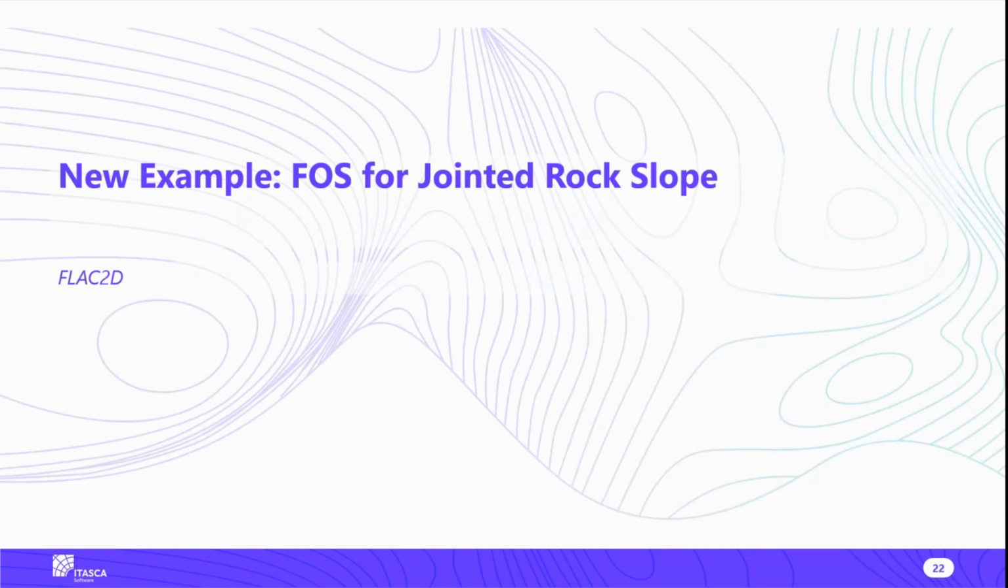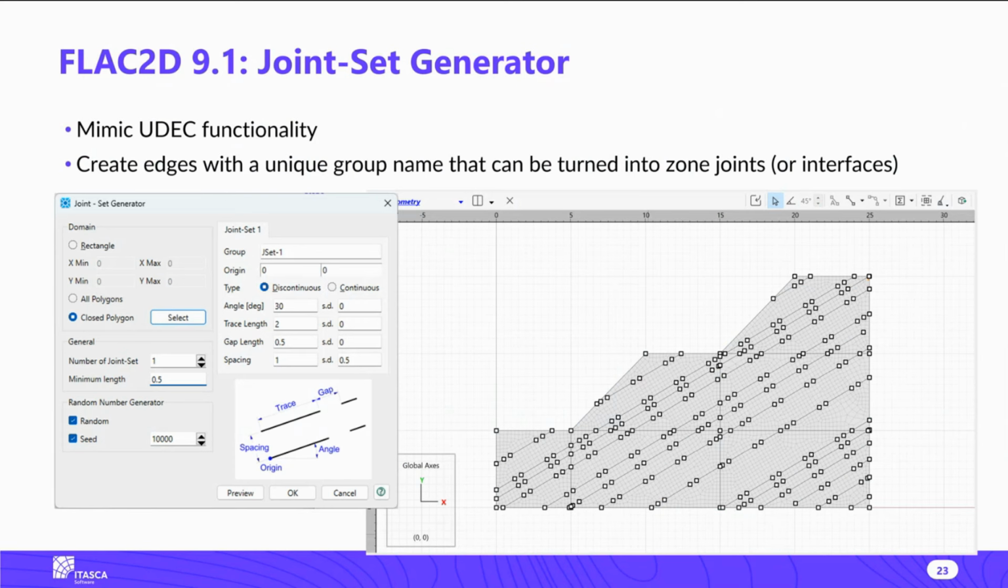Okay, next example. This one's quite different. Factor of safety for a jointed rock slope. So if you haven't seen it already, in the previous version of FLAC 2D, we added this joint set generator. This is kind of mimicking UDEC functionality. It allows you to create edges in Sketch and then turn these edges into joints. And so you have the ability to set different spacings and different orientations and even different continuity of the joints when you're creating them in Sketch, and then you can turn them into joints and run these models.